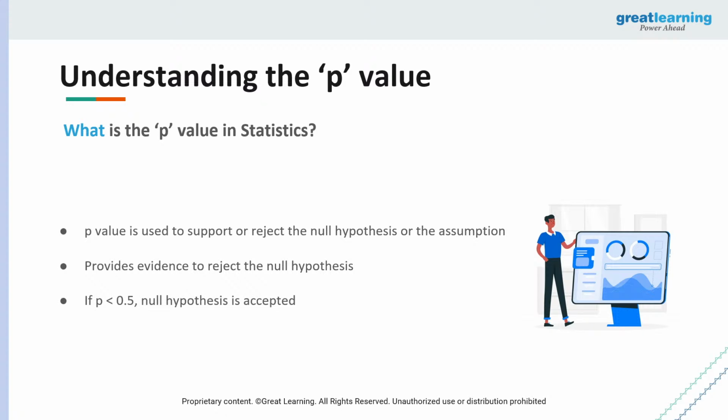Coming back, if p is less than 0.5, as Suhail said, null hypothesis is accepted, guys.